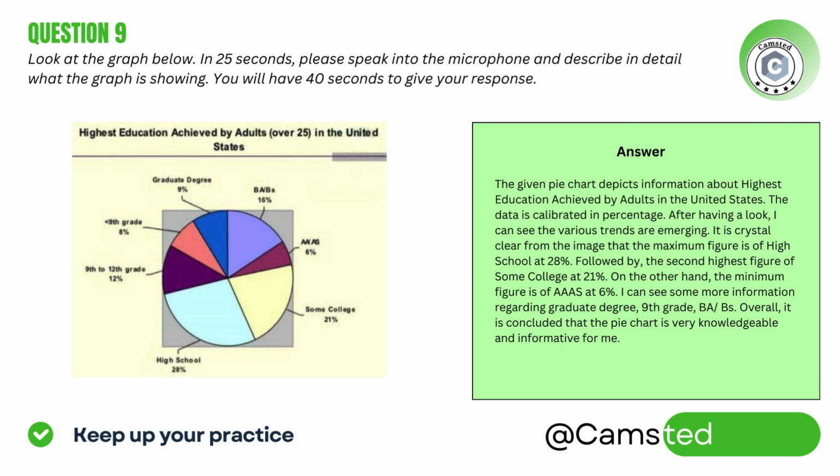Followed by the second highest figure of some college at 21%. On the other hand, the minimum figure is of AAAS at 6%. I can see some more information regarding graduate degree, 9th grade, BA/BS. Overall, it is concluded that the pie chart is very knowledgeable and informative for me.